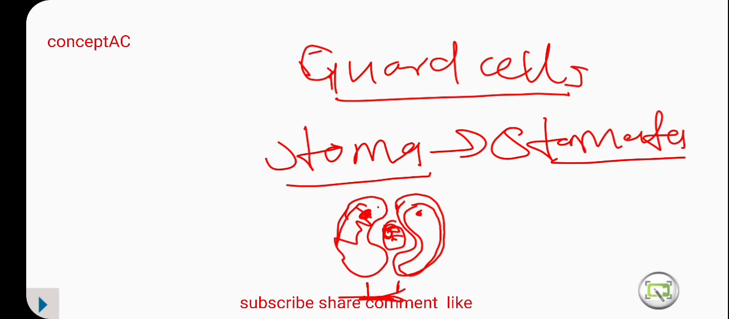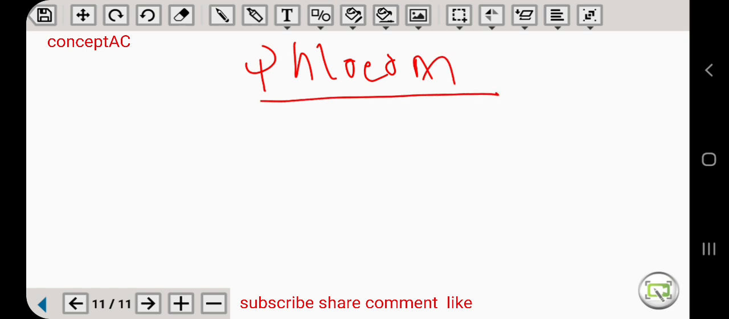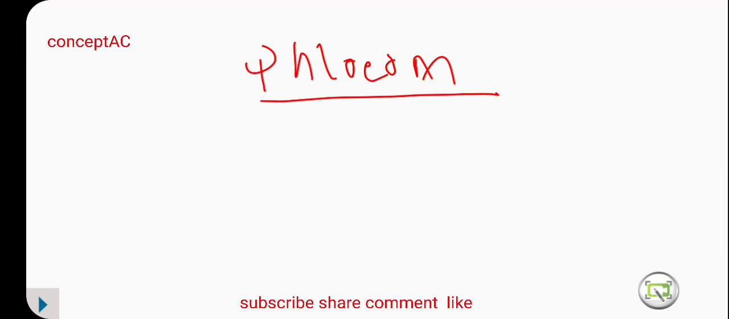What of phloem? Phloem cells. A phloem is also an example of a plant cell. What is the function of a phloem cell? The function of a phloem cell is to transport manufactured food from one part of the plant to the other. What is the structure of a phloem? Anything that you're going to see like this, it has got sieve plates. These are sieve plates.